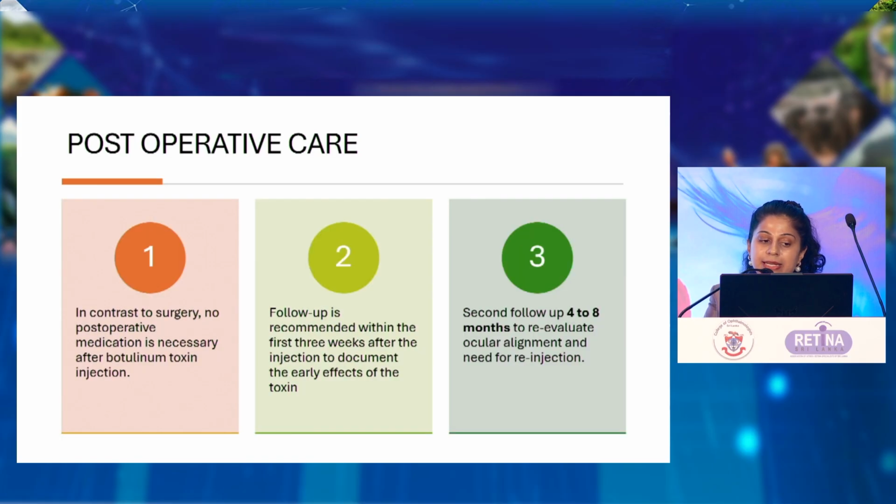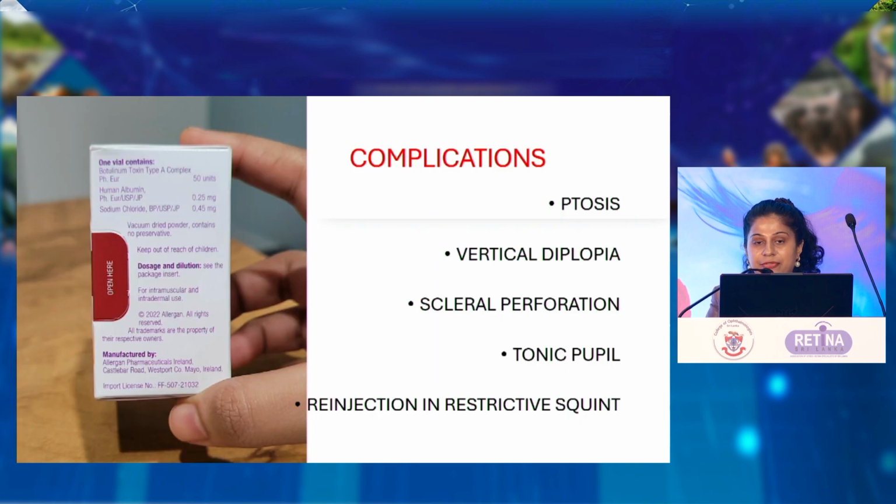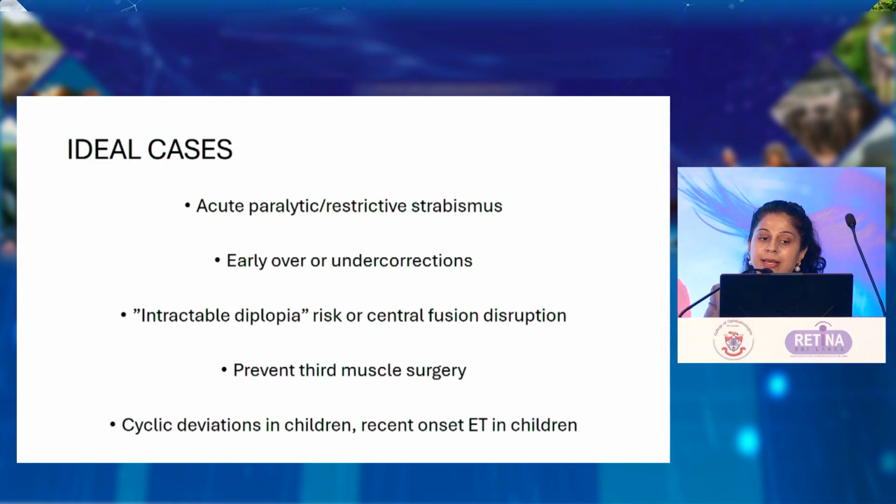Immediately, no post-operative medication is required. Follow up at 2 weeks to see the early effects of the toxin, and at 4 to 8 months to see the delayed effect. Complications do exist, like ptosis and vertical diplopia. Re-injections are required in many of these cases, and cost is one of the barriers in developing nations. But we need to select a few ideal cases which are best for botulinum toxin.